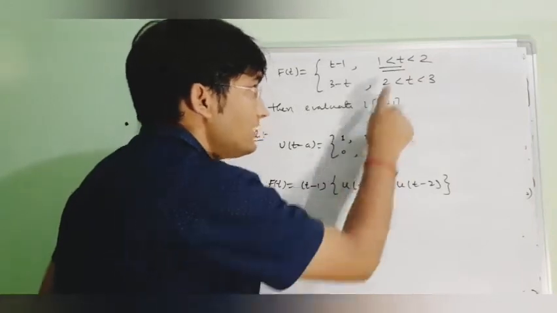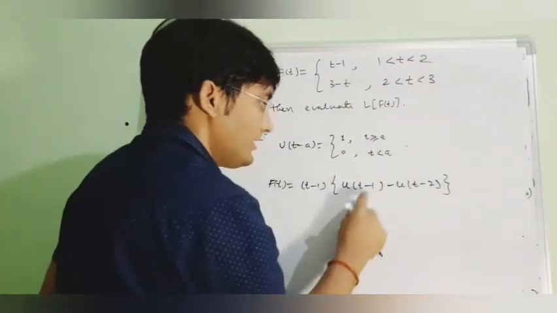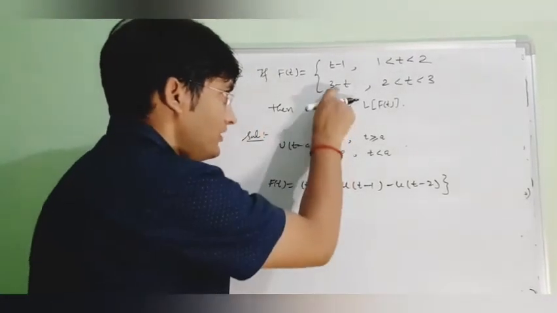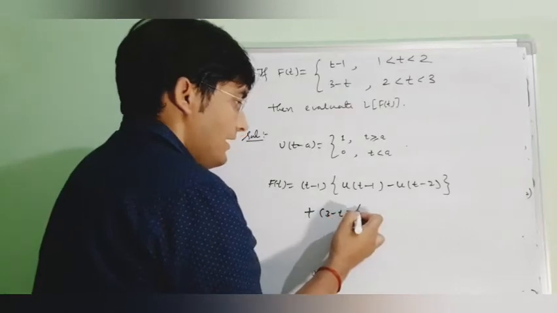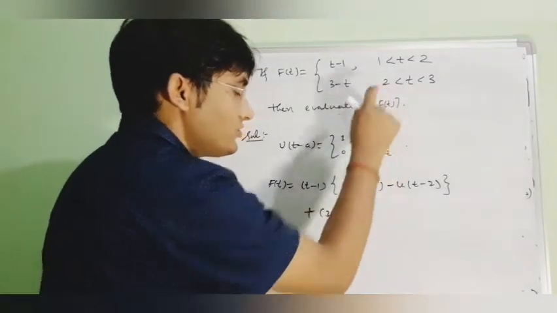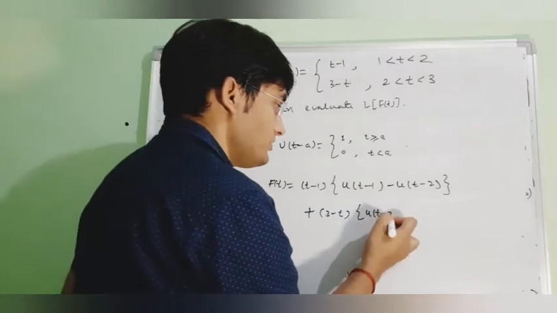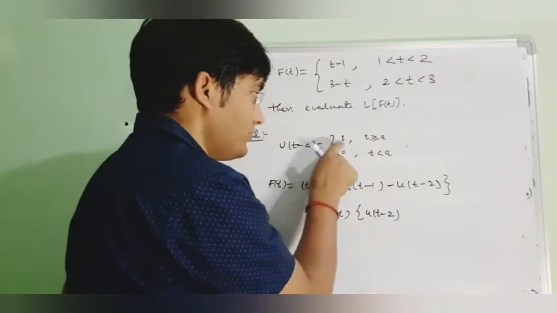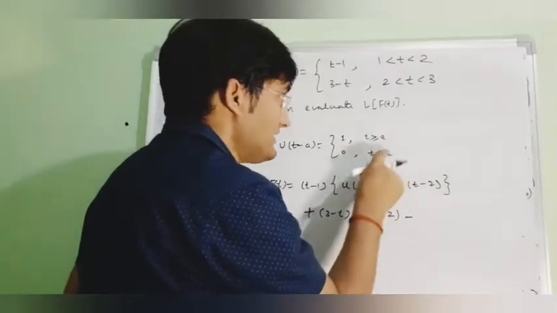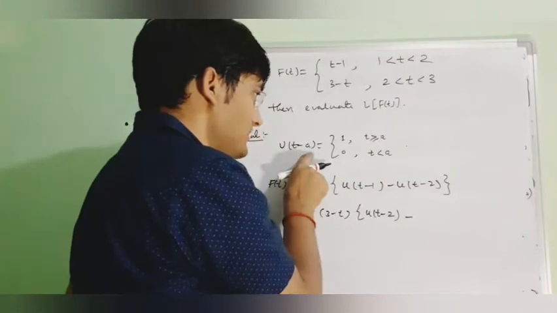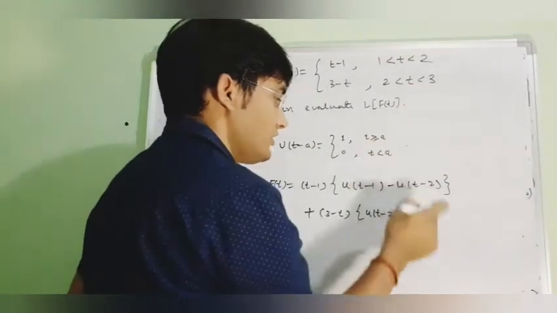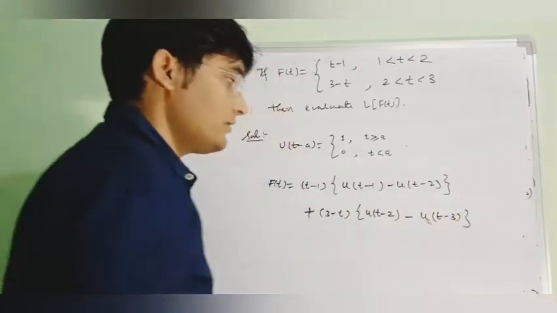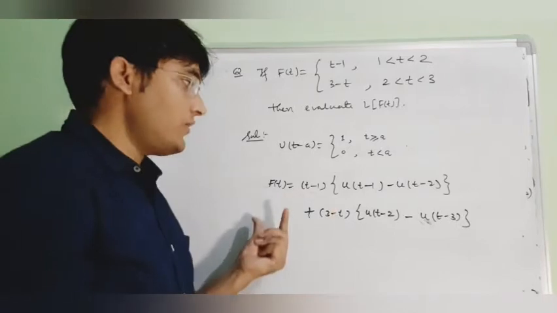So because of this condition, we can write it as u(t minus 1) minus u(t minus 2), plus we have another value, 3 minus t. Again, here you can see that t is greater than 2, so we can write it as u(t minus 2), because if t is greater than 2, then u(t minus 2) will be 1, and as t is less than 3, the value of u(t minus 3) will be 0. Okay, so this is our final function.